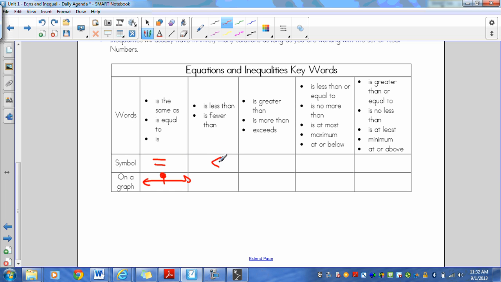Less than and fewer than looks like this. It's a less than symbol, and what you're going to see on a graph is an open circle going to the left. Greater than is going the opposite way, and you're going to see an open circle going to the right. Less than or equal to is no more than, is at most, maximum, at, or below. Lots of words that mean less than or equal to. And that's a filled-in circle going to less because it could be equal to that number. And then greater than or equal to is no less than, is at least, is at minimum, or is at or above.